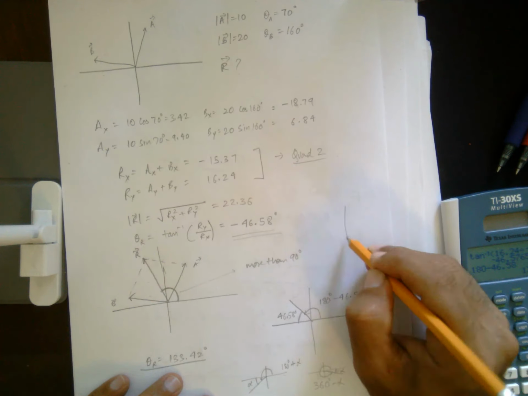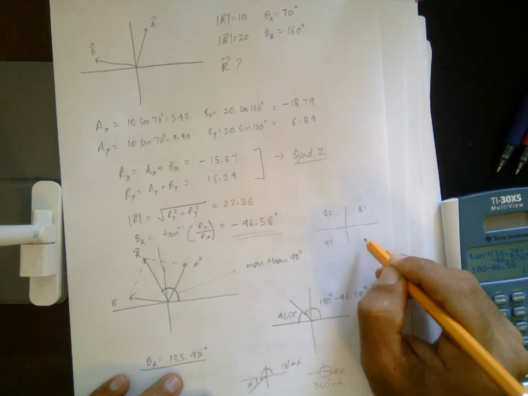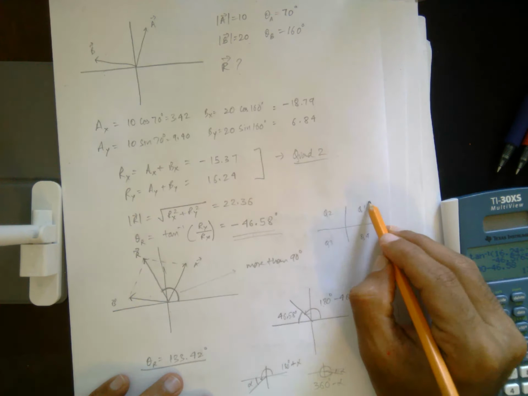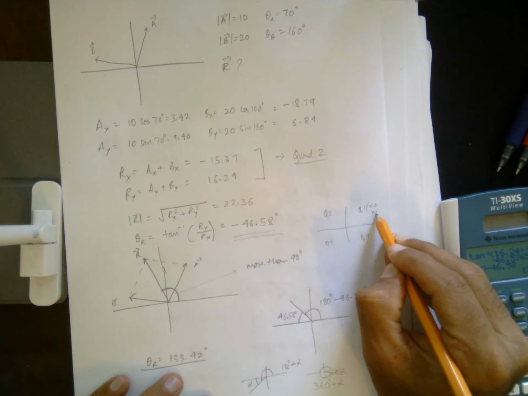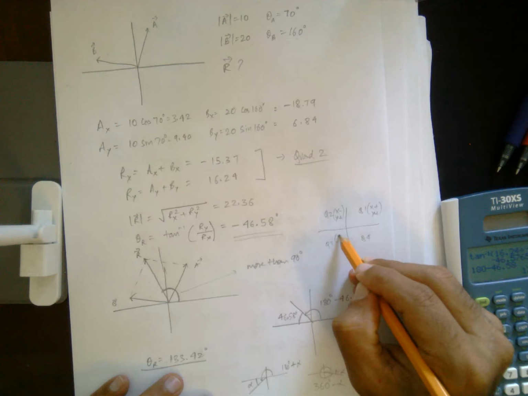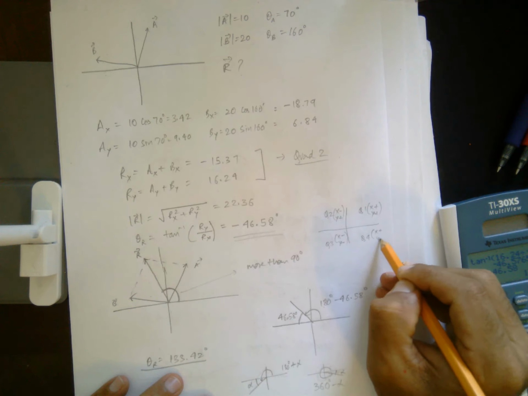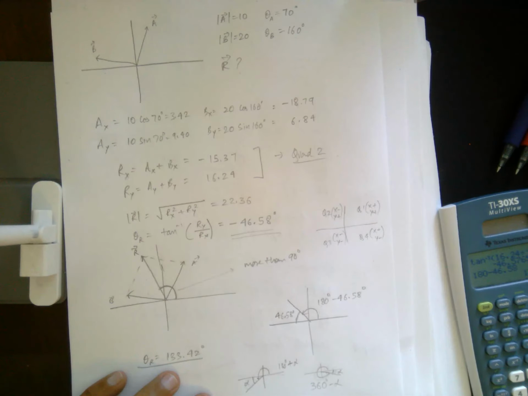Okay, so in general, quadrant 1, quadrant 2, quadrant 3, quadrant 4. This is x positive, y positive, x negative, y positive, x negative, y negative, x positive, y negative.